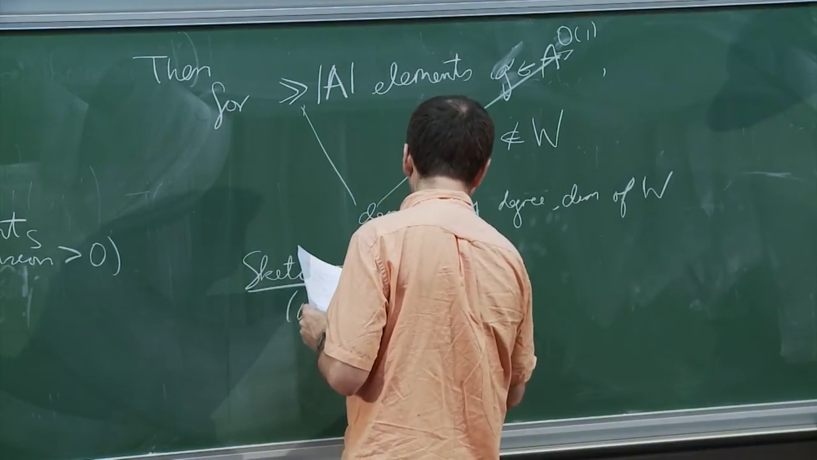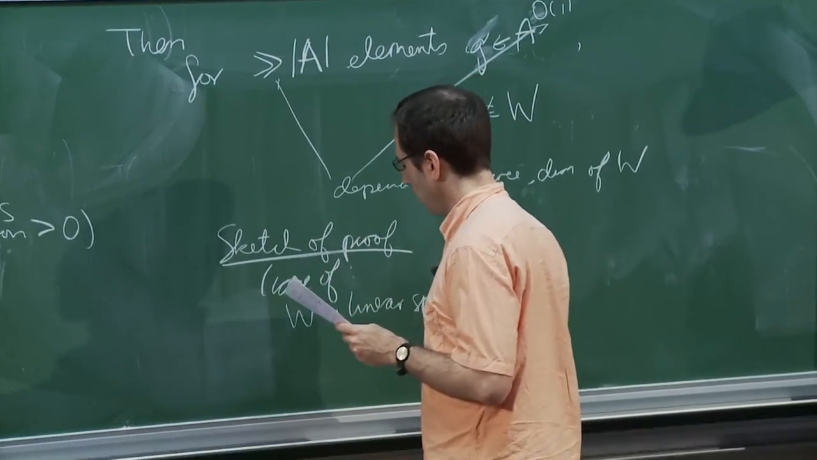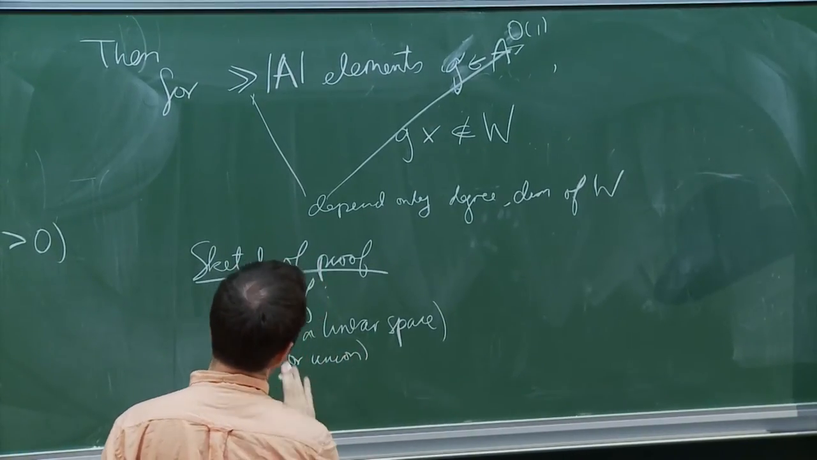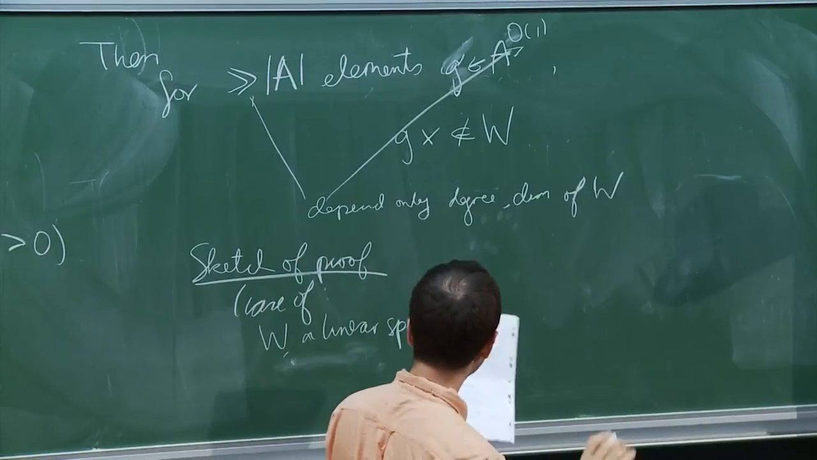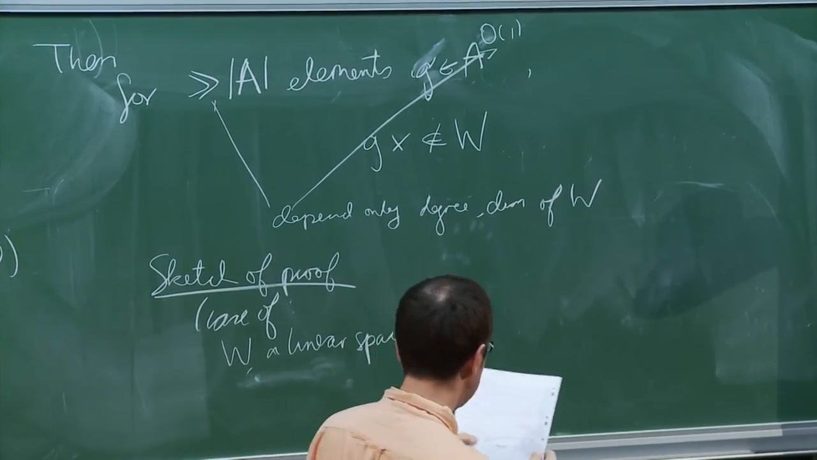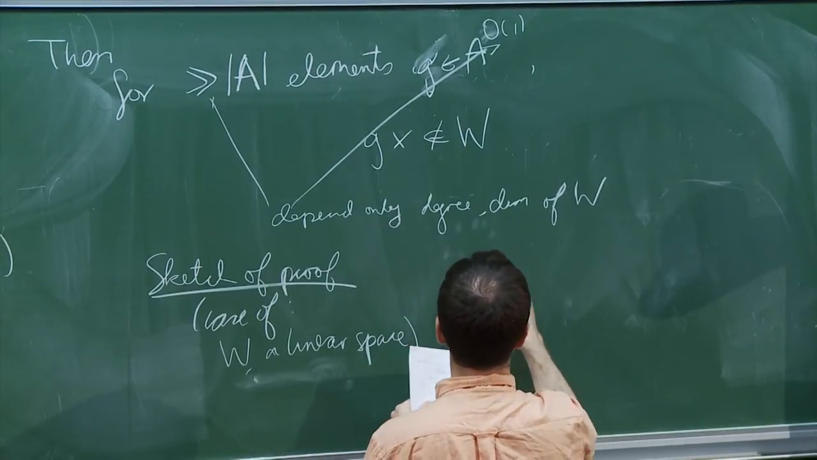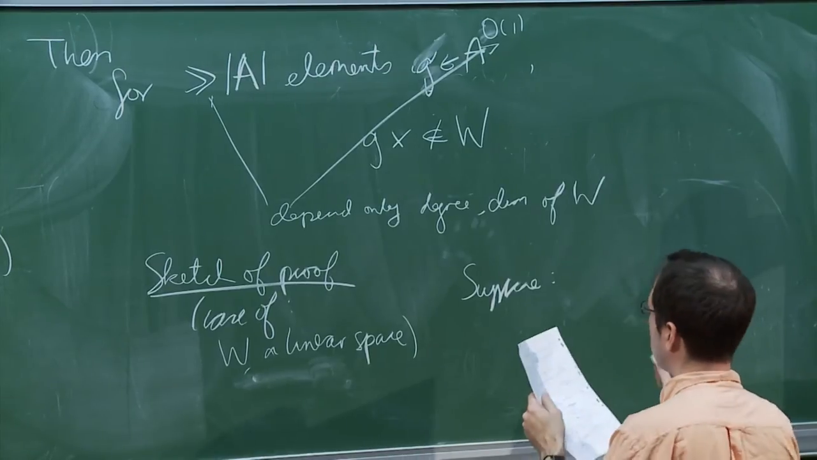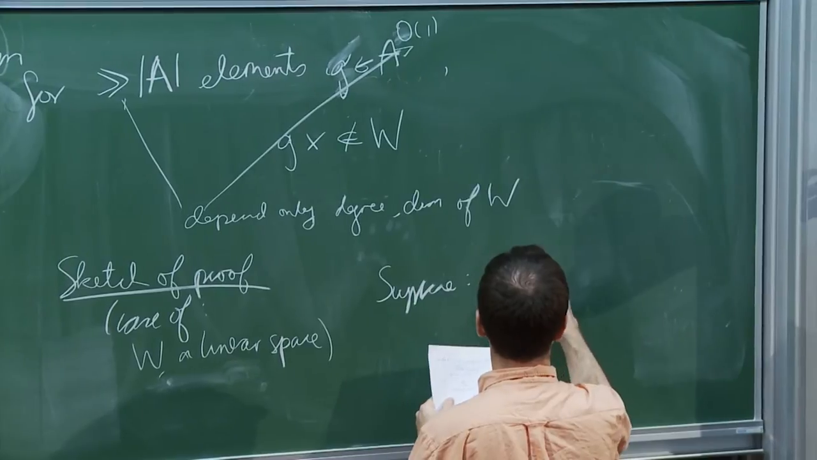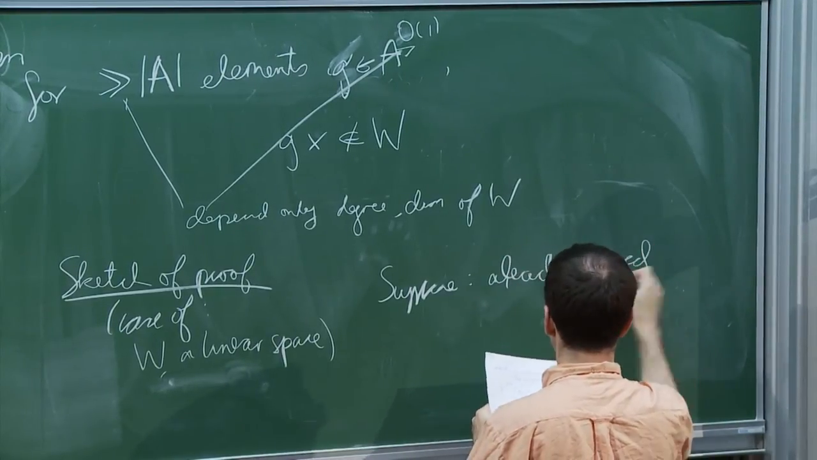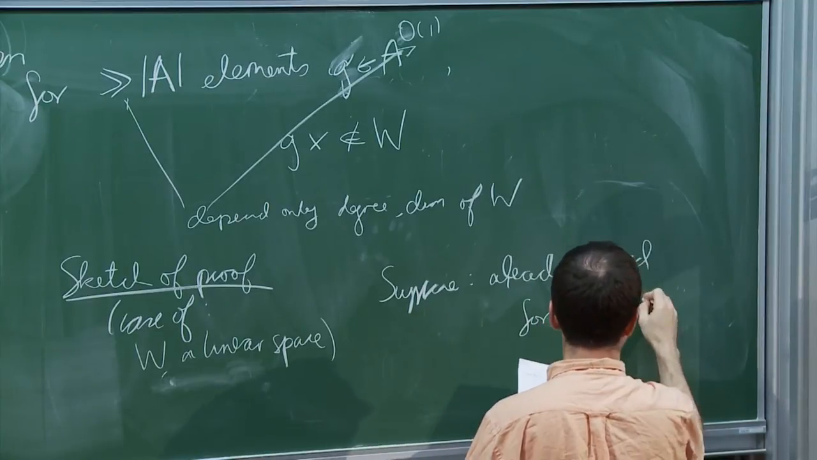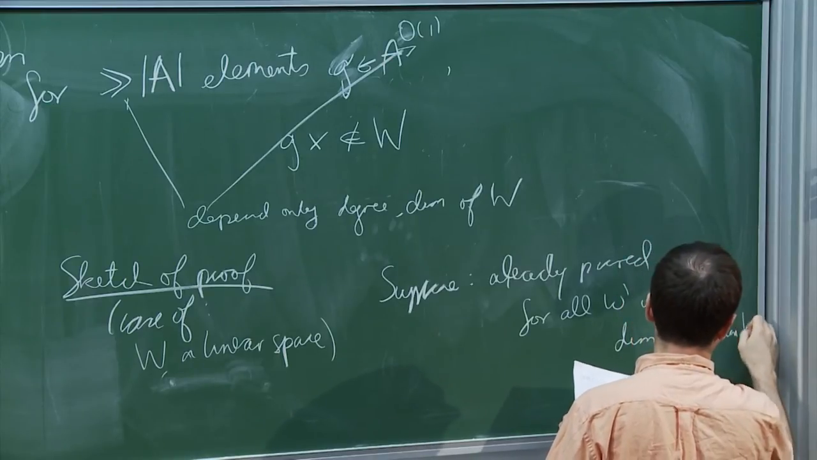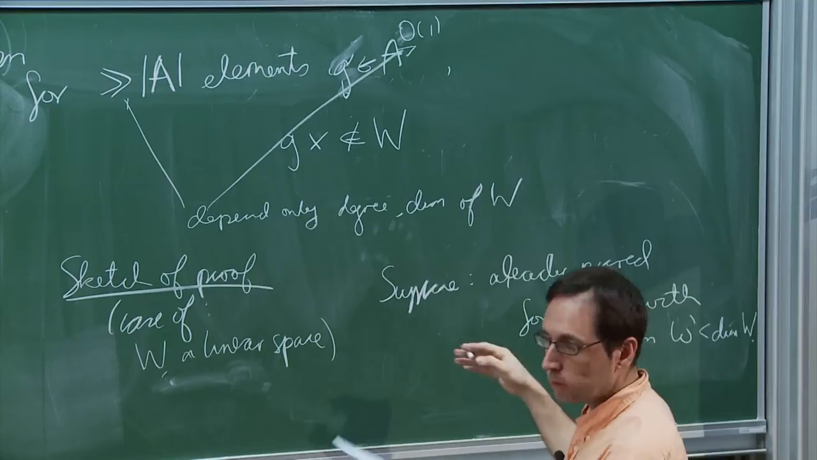Just let W be a linear subspace, or union thereof. No, but let it just be a linear subspace to make the ideas as clear as possible. So suppose we're going to do a proof by induction. So suppose we have already proved things for all W prime of lower dimension. The base case of the induction, I will not bother about, dimension 0, that you can do yourselves.